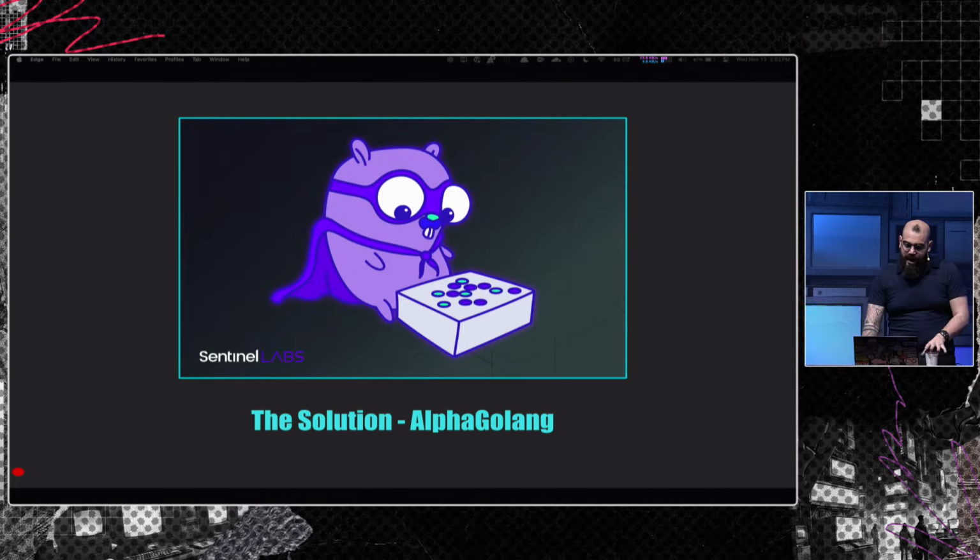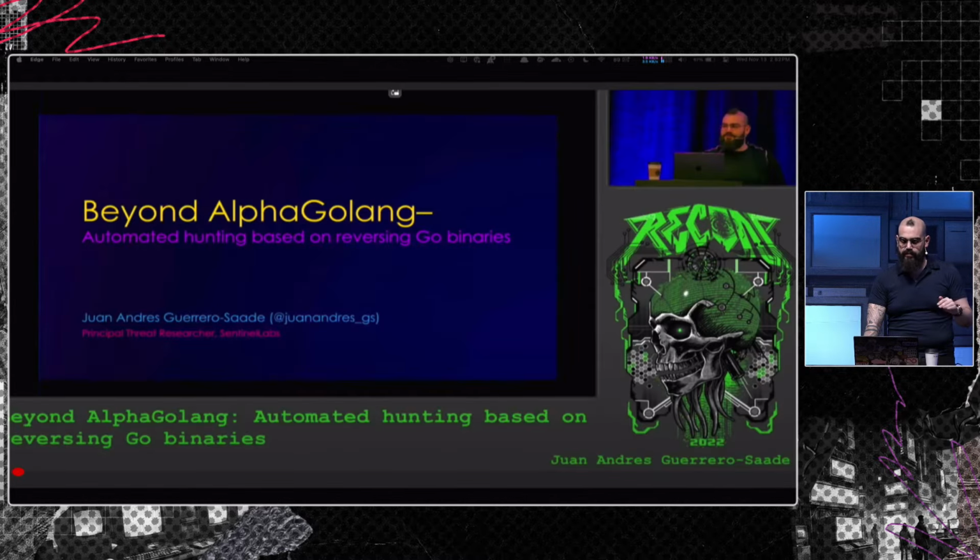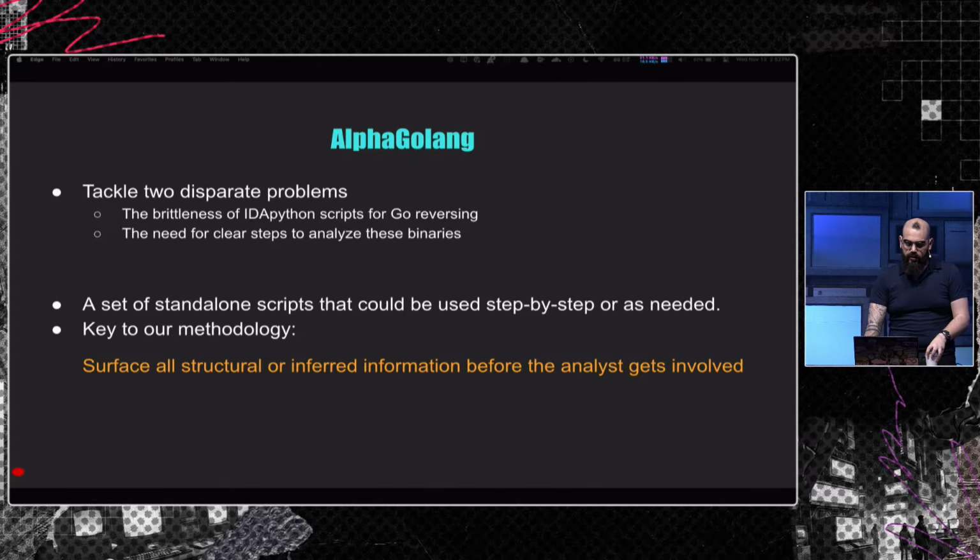Anyways, at the time, we came up with this thing called AlphaGolang. That's available. It's on GitHub. You guys can use it. I'm going to breeze through it because I've already talked about it at Recon and a couple of other places. But the idea was we wanted to tackle this issue with Go in two different approaches.